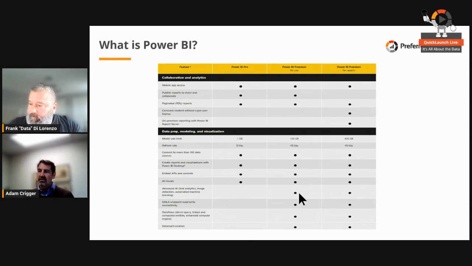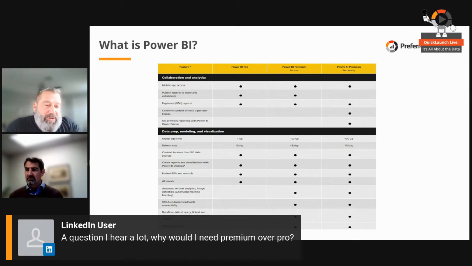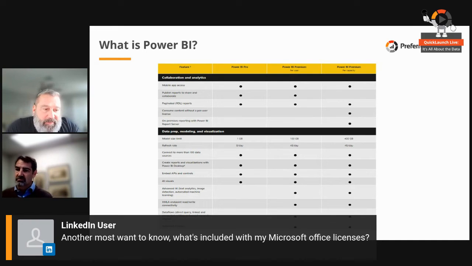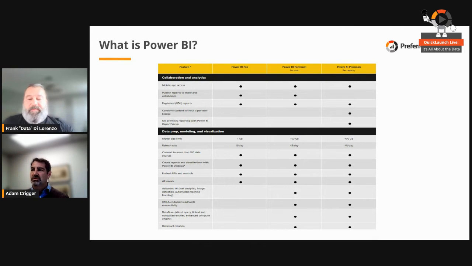And then Office 365, some people say, well, I thought I had Power BI. Adam, really quick there, we had two questions. This one you just addressed, I think. Why Premium over Pro? And we just had this question come in, if you can see the screen. What is included with Office licenses? So I think you're sitting right there. So perfect. Yes, wonderful. Thank you.